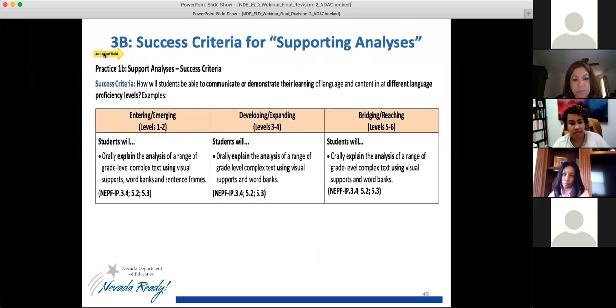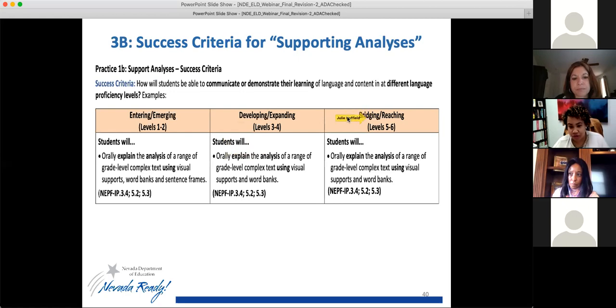And so finally, the ELD instructional guidance document also includes the success criteria. And these are examples of how students will be able to demonstrate their learning of language and content at different language proficiency levels. So it's important to note the difference between each of the level ranges. Students in the entering or emerging range will be successful with the use of visual supports, word banks, and sentence frames, while students who are considered to be in the developing or expanding range can orally explain the text using visual supports and word banks, but without the use of sentence frames.